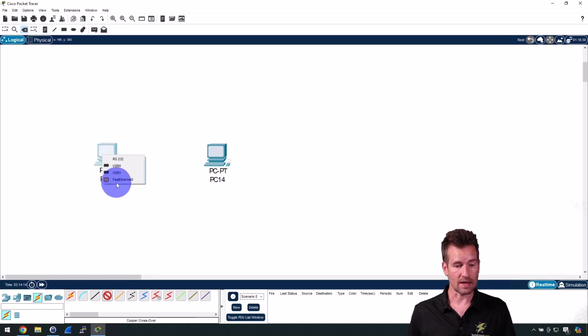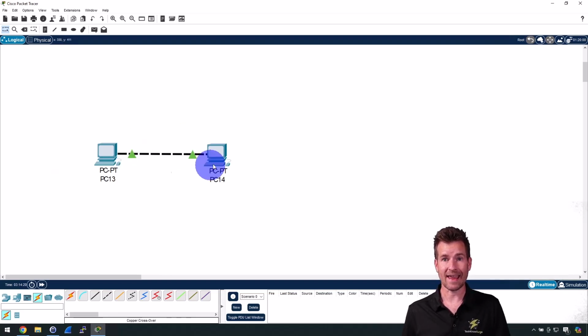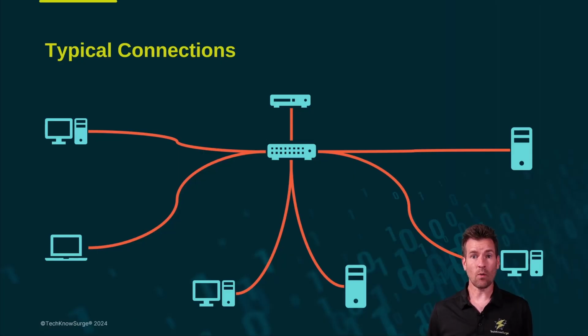But if I were to use a crossover copper cable to connect both of those, now we see that it is up. So this is an example where we would use a crossover cable. So let's look at why that's the case.